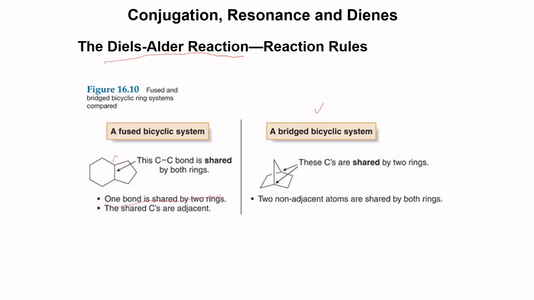And this C-C bond here is shared by both rings, but the shared carbons are adjacent. In a bridged bicyclic system, the carbons are shared by two rings. However, the atoms that are shared are non-adjacent. You see in the middle here, there is no connection between these two carbons, meaning they are not adjacent to each other.